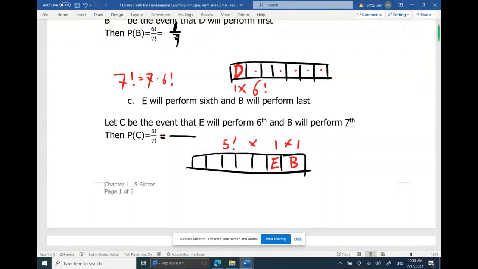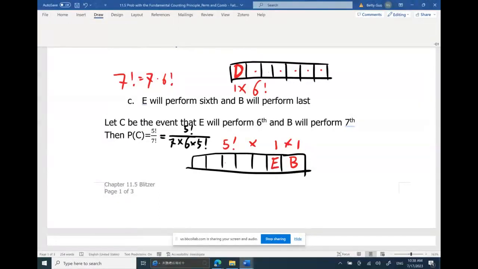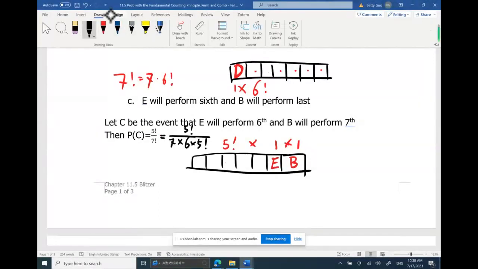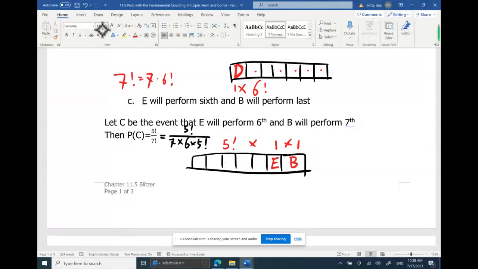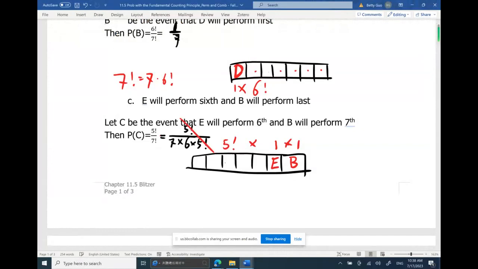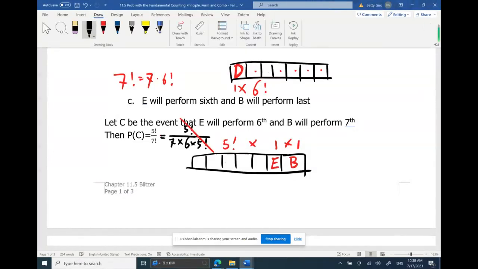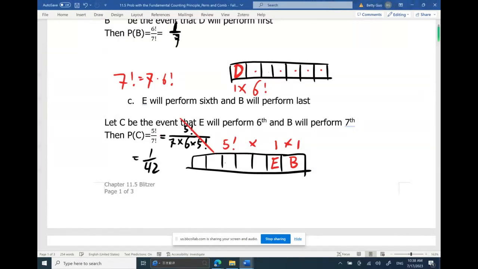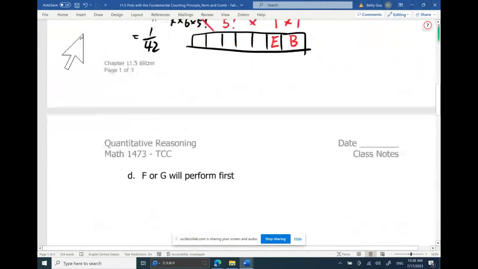The denominator is 7 times 6 times 5 factorial. You should be familiar with the 5 factorial if you have done the homework. The numerator and denominator have a common factor, 5 factorial, so we can cancel them. The numerator is 1 and the denominator is 42. I'll leave the result as a simplified fraction, 1 over 42.